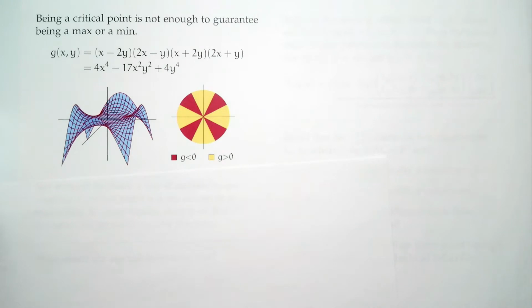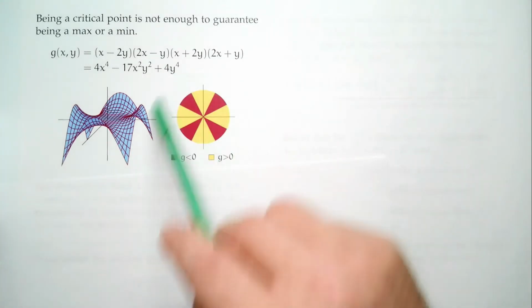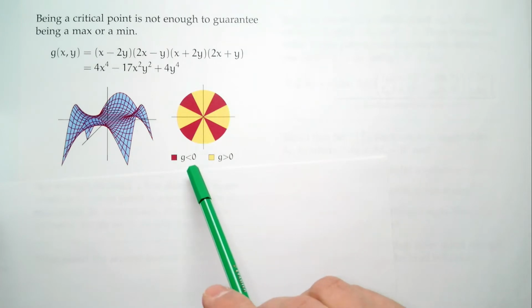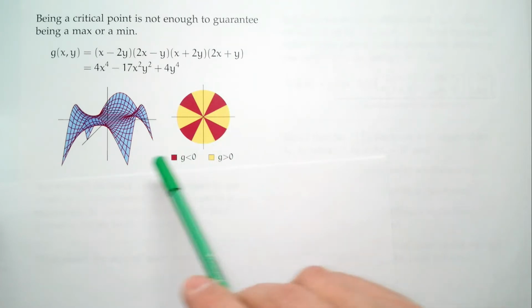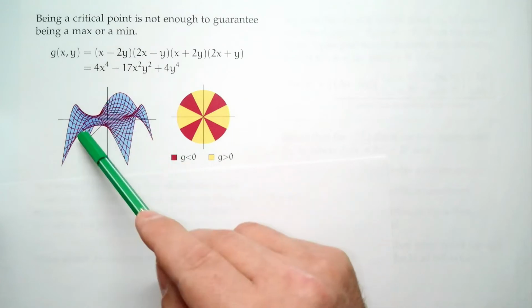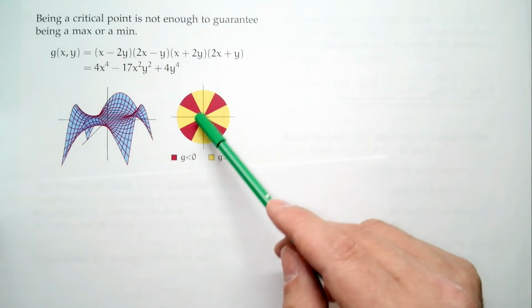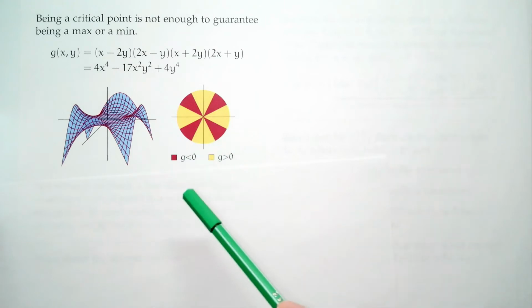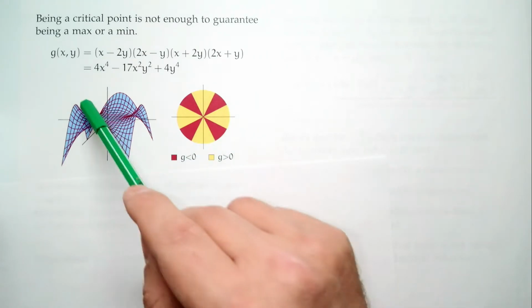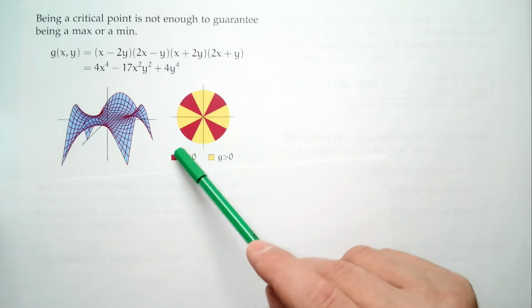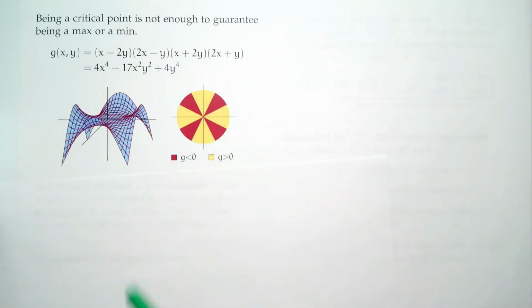In fact, there's this picture here on the right-hand side, which says, I can look at where the function is negative and where the function is positive. So the function being positive, that's like, for example, along the axes, you can see I'm coming up from 0, 0. But in different directions, like along the line x equals y, the function is negative, so I'm coming down from 0, 0. So I'm neither a max nor a min.